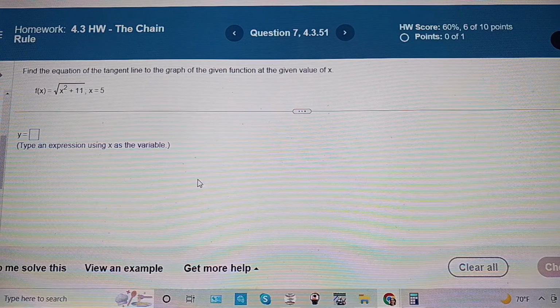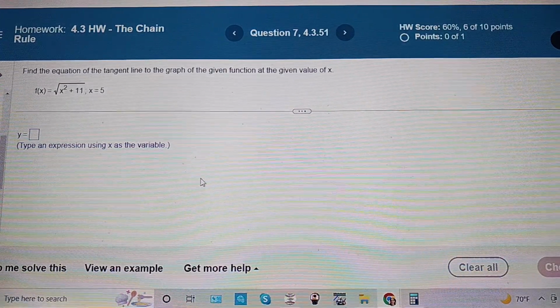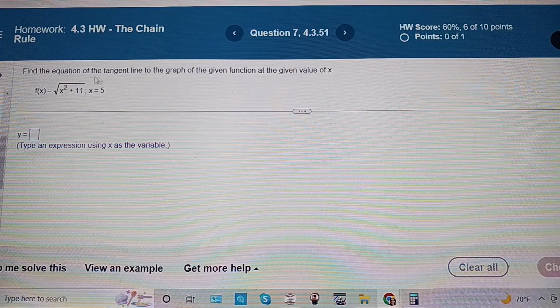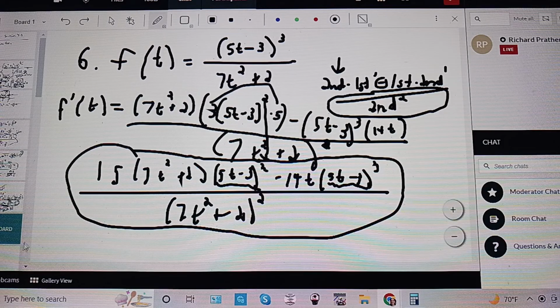Okay, so now we're going to take another application here that we've done before. Find the equation of the tangent line. That always comes back anytime you're working with derivatives. Find the equation of a tangent line to the graph of the given function at the given value of x. So my original function is f of x equals square root of x squared plus 11. I want to do it at x equals 5. Find the equation of the tangent line. That's code for do the derivative.